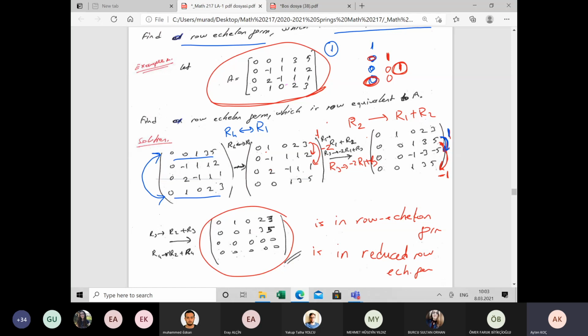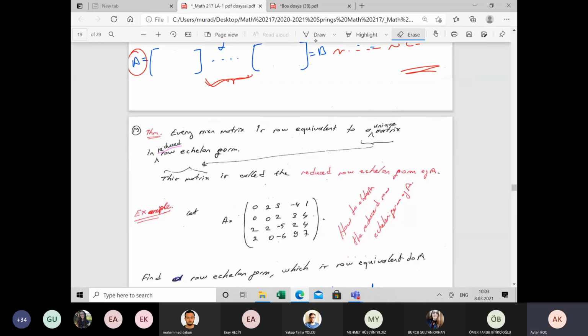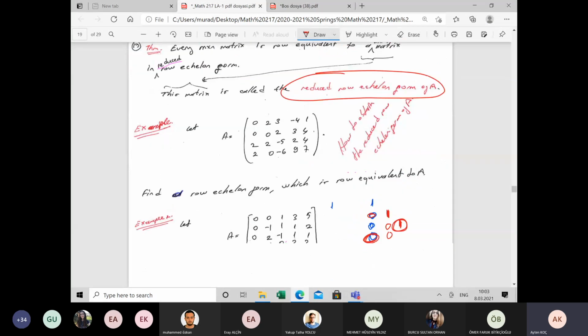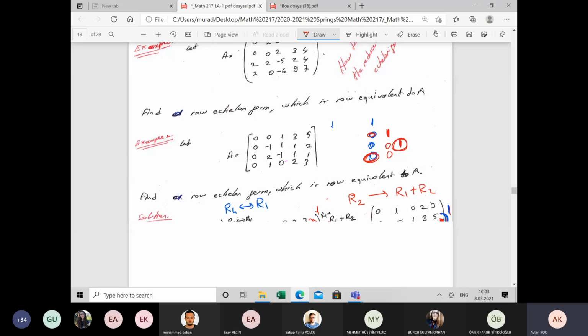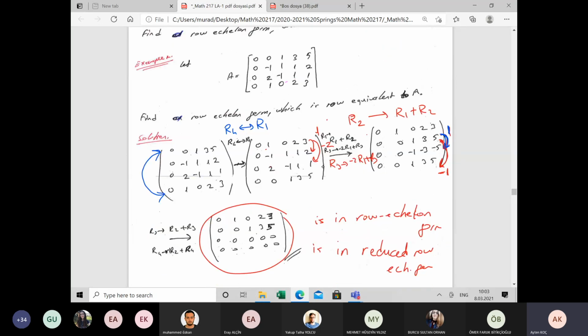Reduced row echelon form of the matrix A. Yes, we get the reduced row echelon form of the matrix. It's okay. Yes, this one is the reduced row echelon form of the matrix A. This matrix is okay.